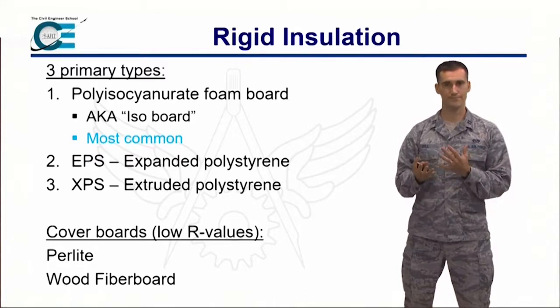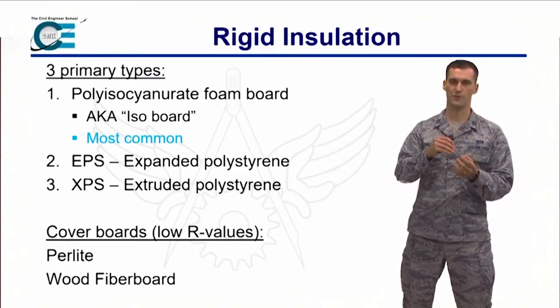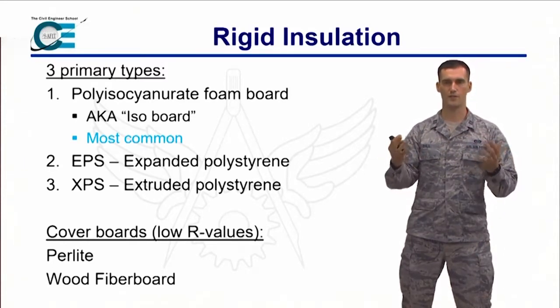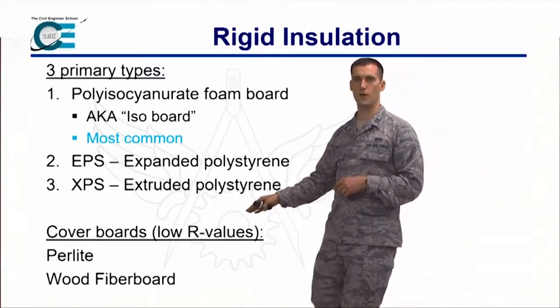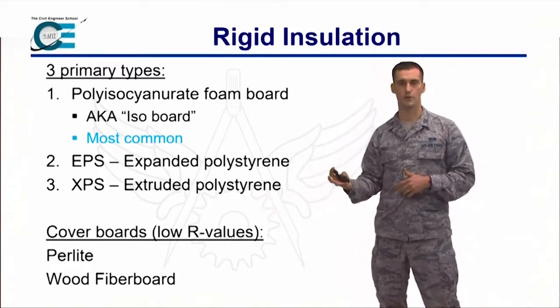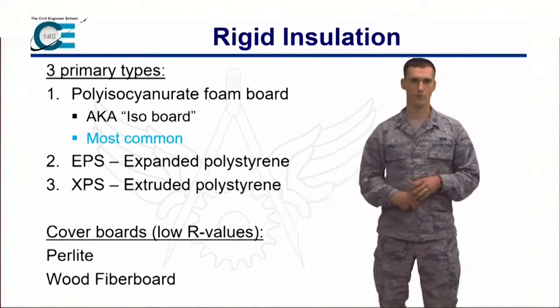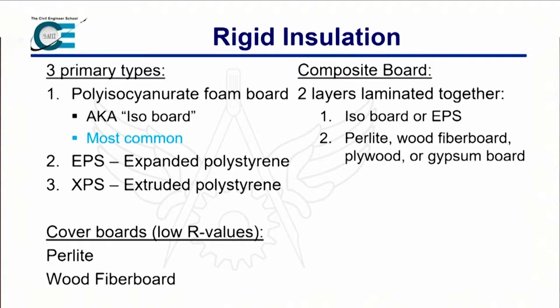Now we also have materials that are classified as insulation, but they're really used more as cover boards, as a kind of transition from the insulation. You don't want to poke a bunch of holes in your insulation, because then you're getting rid of the air voids, and you're creating a thermal bridge where heat can transfer. So we use cover boards quite a bit that have R values that are useful to us, but that's not your core insulation in your facility. Perlite and wood fiber board is commonly what we use there. And then a lot of times you might see a composite board, which is really just a combination of these two, two layers laminated together.